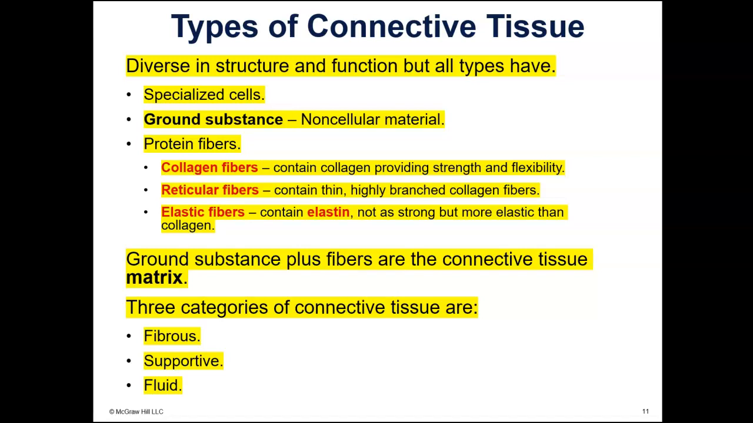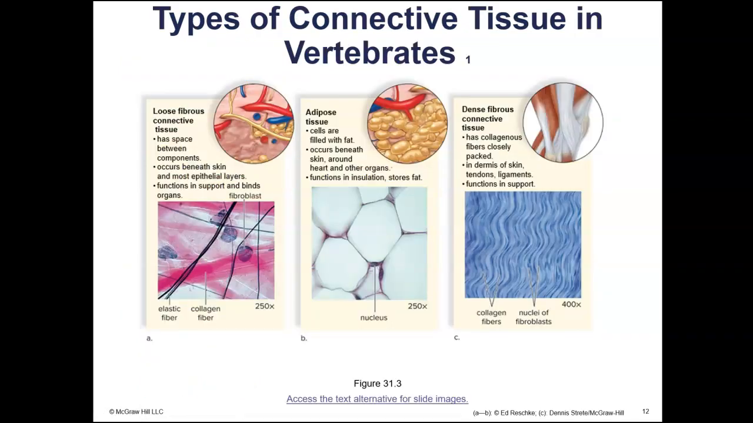And we're going to learn 3 categories of connective tissue. They are fibrous, supportive, and fluid. And the last 2 are real easy. The fluid connective tissue is blood and lymphatic fluid, and the supportive is bone and cartilage. So it's the fibrous connective tissue that you may not have heard of before. There is basically 3 different types.